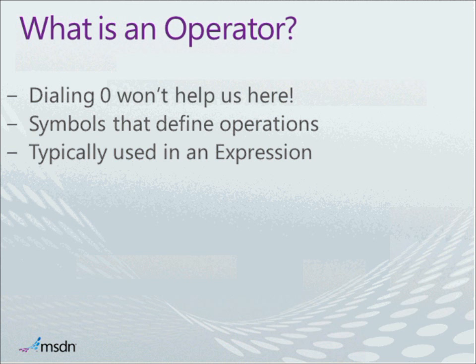So starting off with a very simple question, what is an operator? An operator is not the person at the other end of the telephone when you dial 0, and that's not going to actually help us here. In fact, an operator is simply a symbol that defines some kind of operation that you can perform on one or more expressions. An expression, if you remember from our previous sessions, is basically the portion of our code that gets evaluated to make decisions, to produce results, things like that.